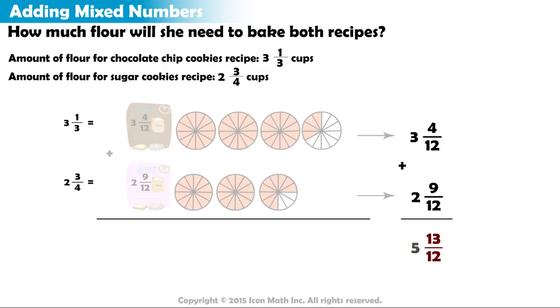But wait, 13/12 is an improper fraction. How can we rewrite this? Since we divide the whole into 12 equal parts, we can rearrange or regroup 13/12 to 12/12 and 1/12. And that means 1 whole and 1/12 of a whole. If we combine the 5 wholes and 1 whole, we get a total of 6 wholes and 1/12 of a whole.